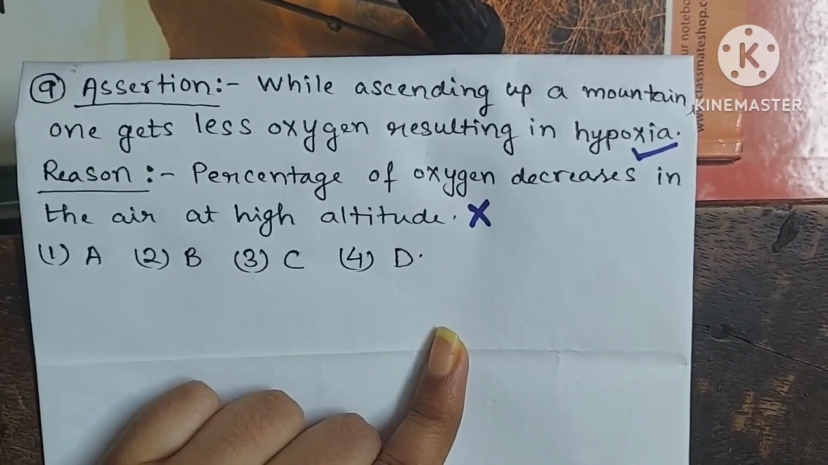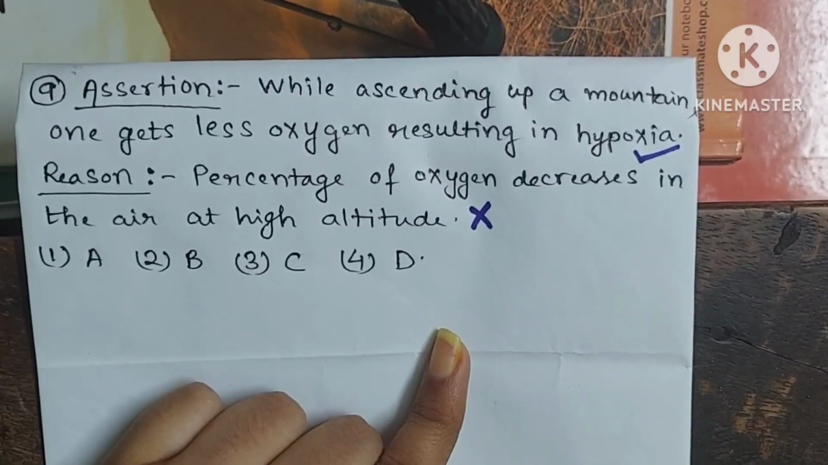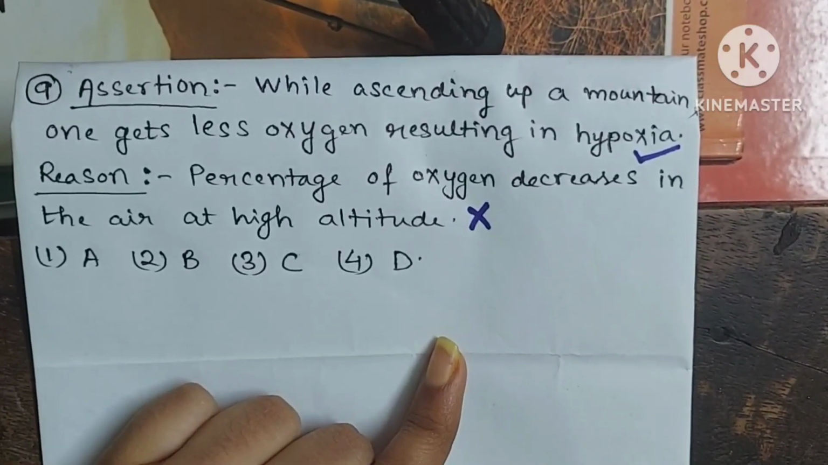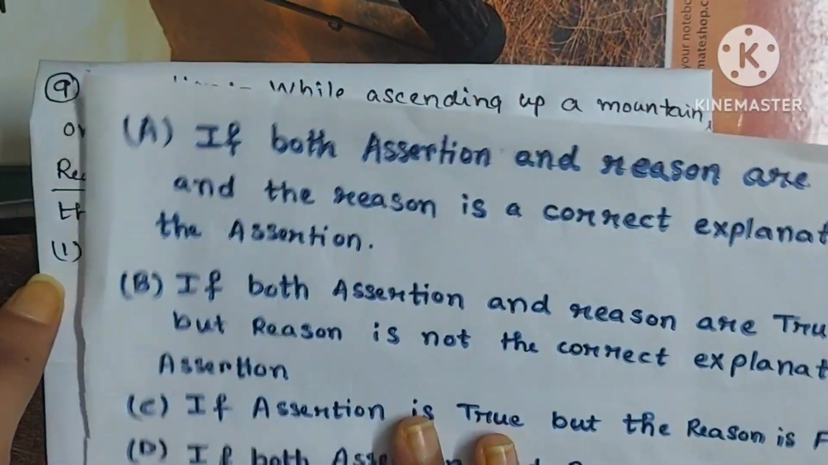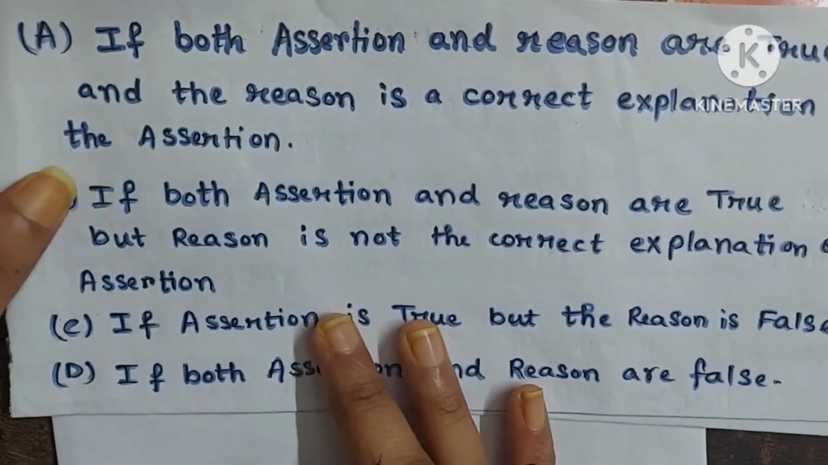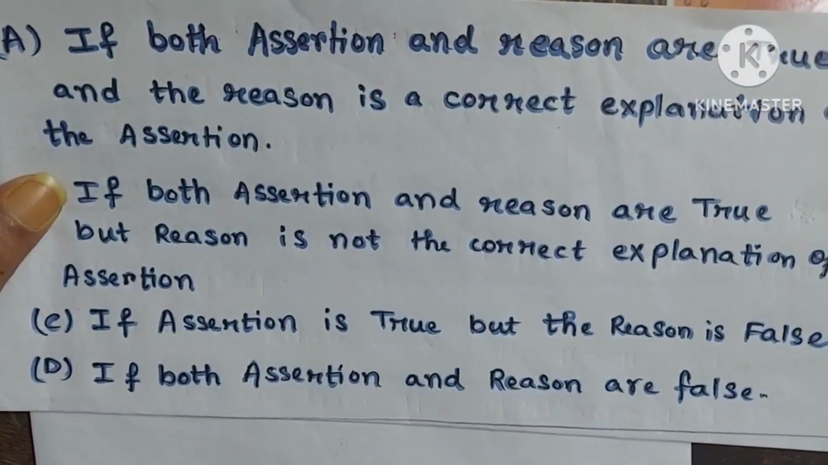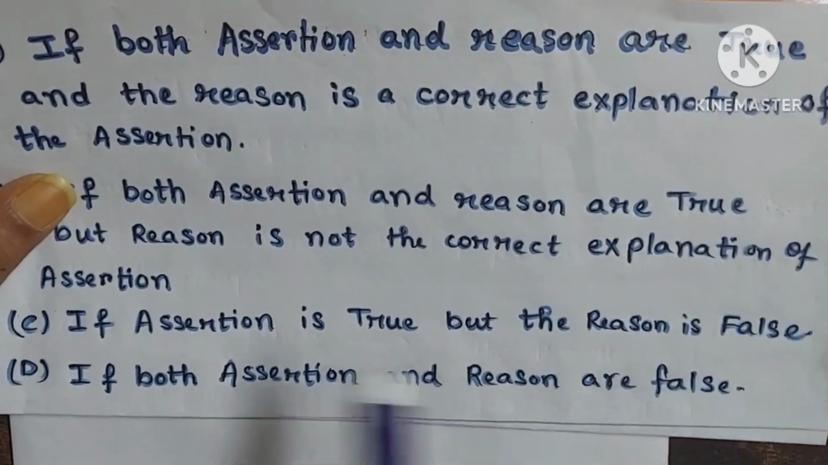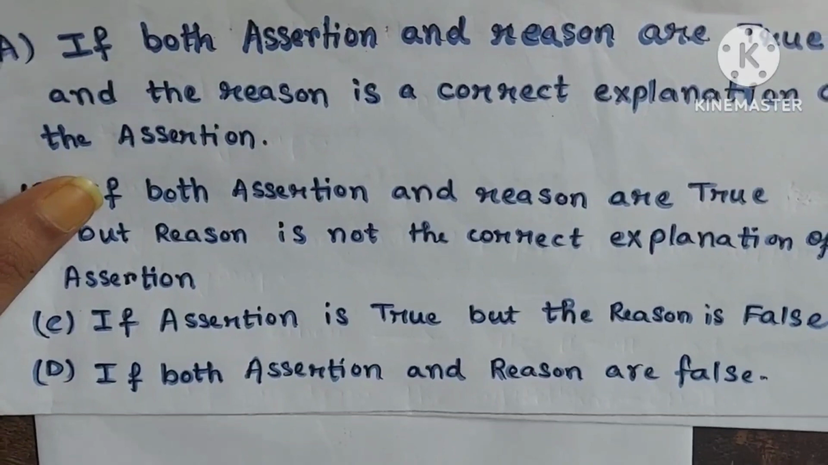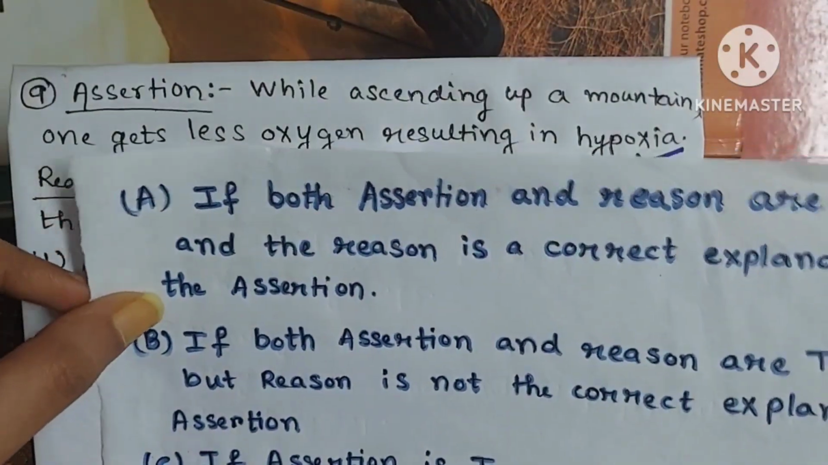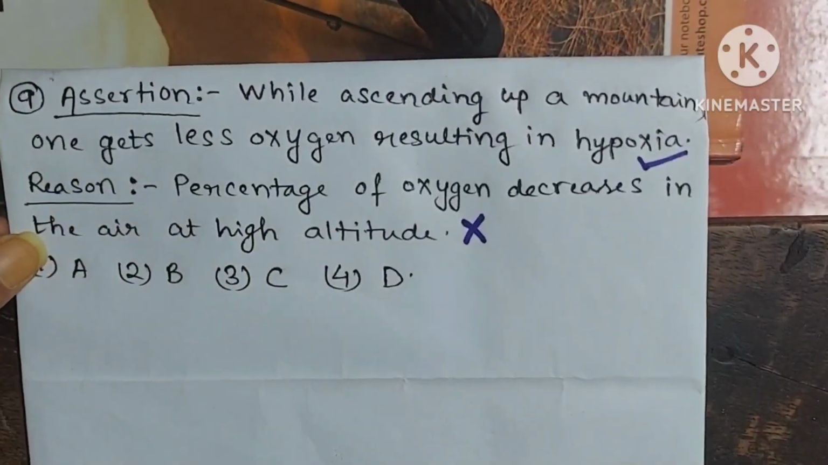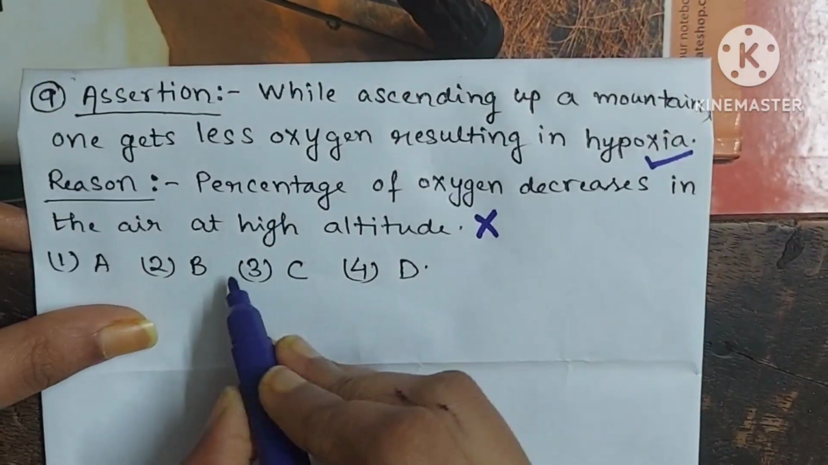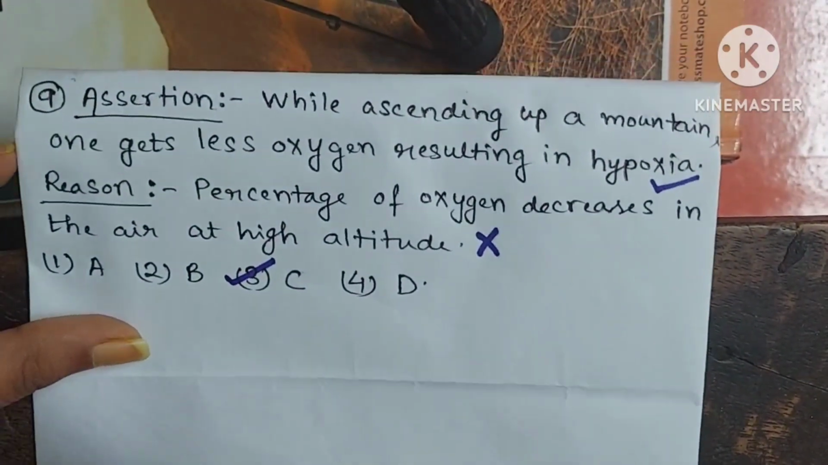So in this question, if we read the options, in option C it is written that if assertion is true and reason is false, then we will mark option C. So here option 3 is the correct option.